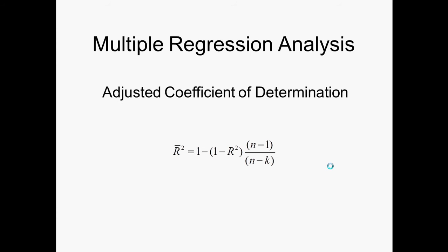Okay, so the coefficient of determination also applies at this level, and we tend to use a special formula to adjust it. Call it r bar squared, but it's basically n minus 1 divided by n minus k. What this does is compensate for the fact that whenever you throw in another variable, you're always going to explain a little bit more of the variation.